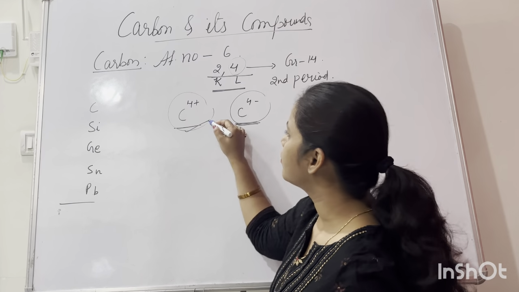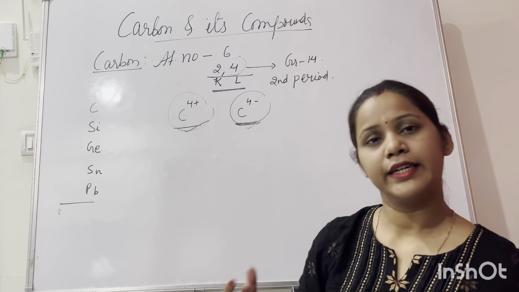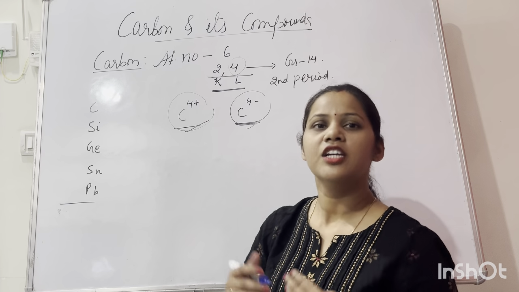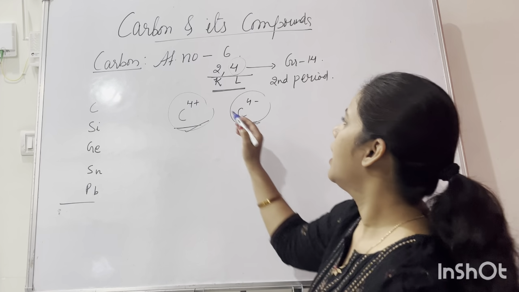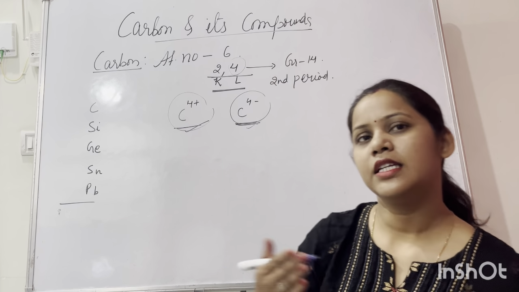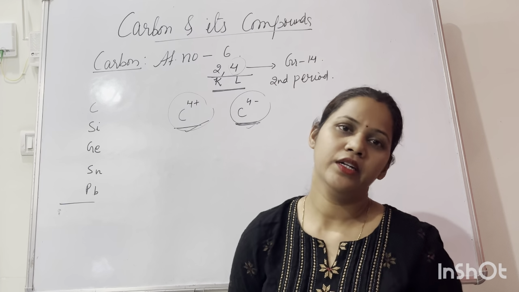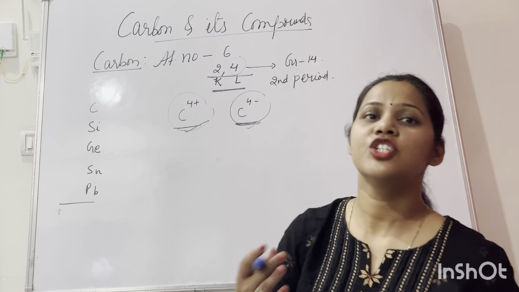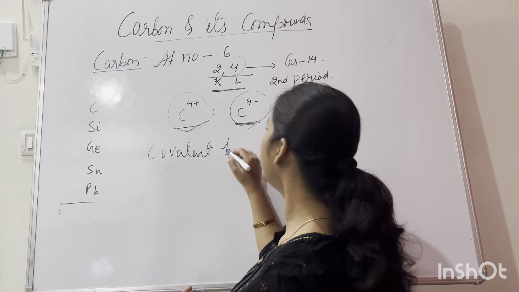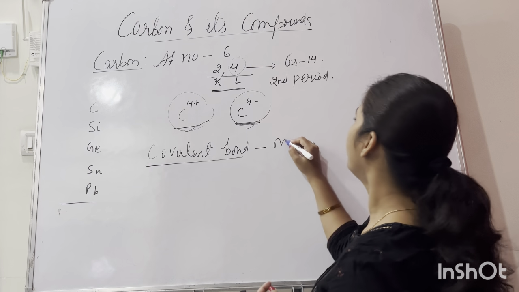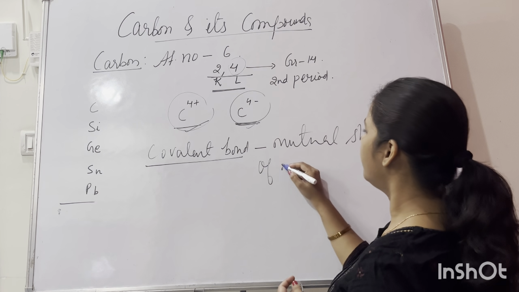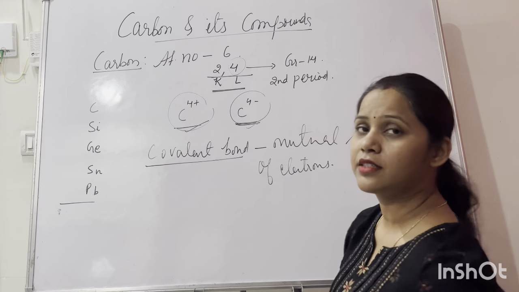Now, if it cannot form C4 plus and it cannot form C4 minus, then what can it do? There is a solution to it. Carbon finds a way by sharing of electrons, and thus carbon bonds with some elements as well as other non-metals to form covalent molecules, covalent bonds, by sharing. Now what is a covalent bond? A covalent bond is a bond which is formed by mutual sharing of electrons. Mutual sharing of electrons, that is a covalent bond.